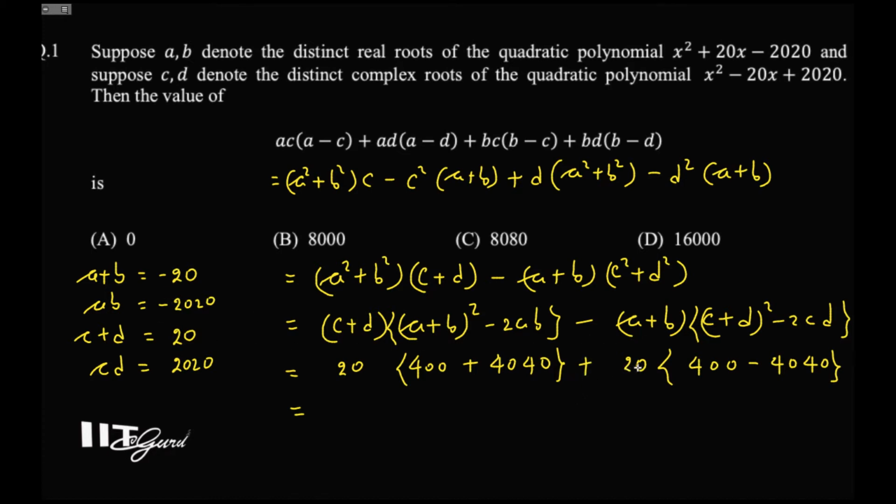So now you see here minus 40, 40 and plus. This term relates after multiplying with 20. So finally, 20 into 400 and 20 into 400, that is 8,000 plus 8,000, that is 16,000. And hence D option is correct. So in this way we can handle this question.